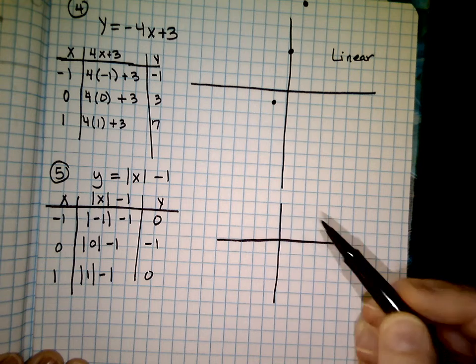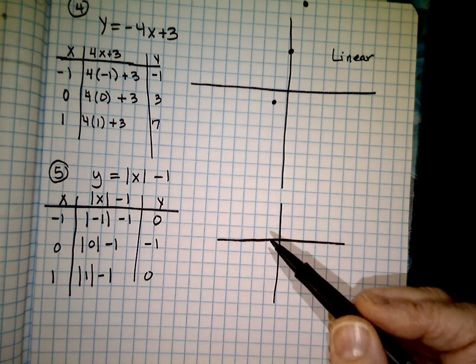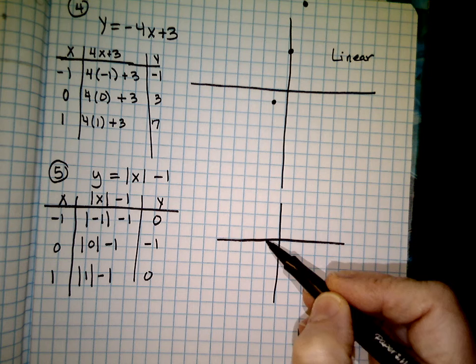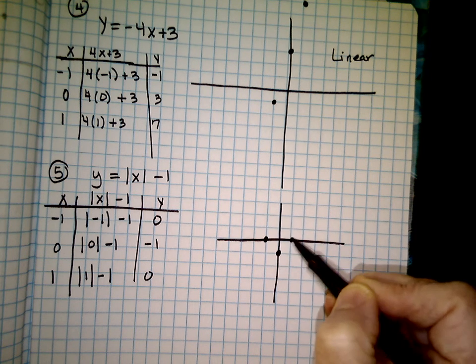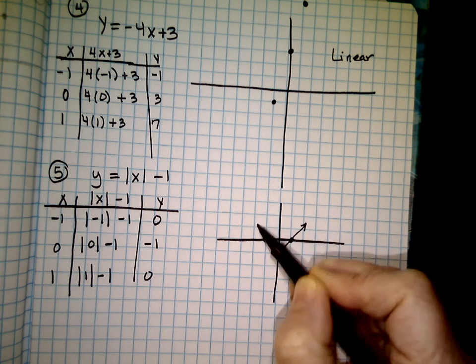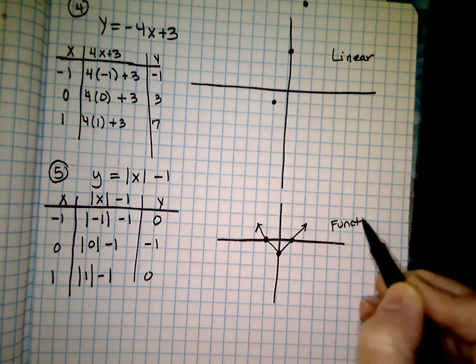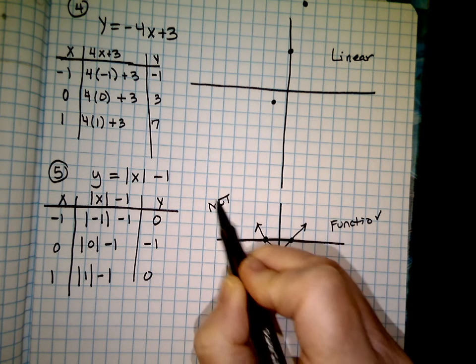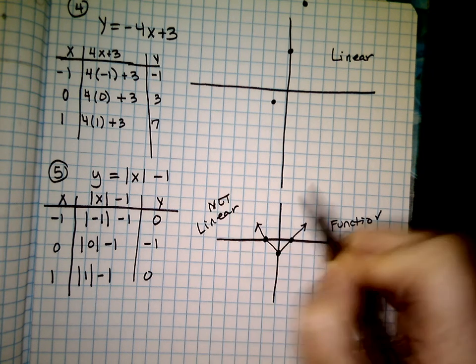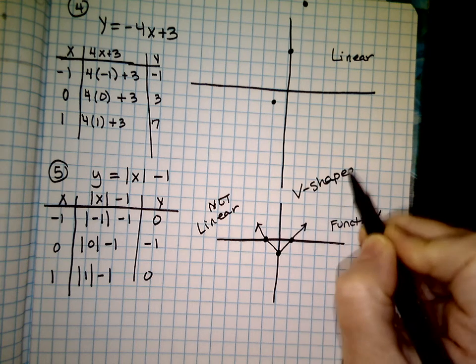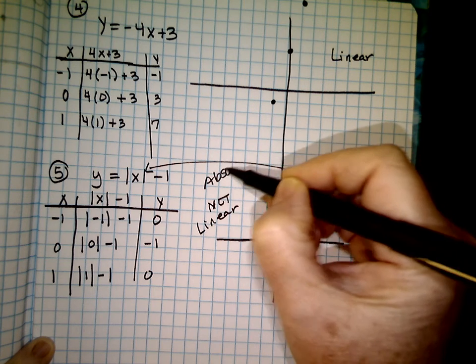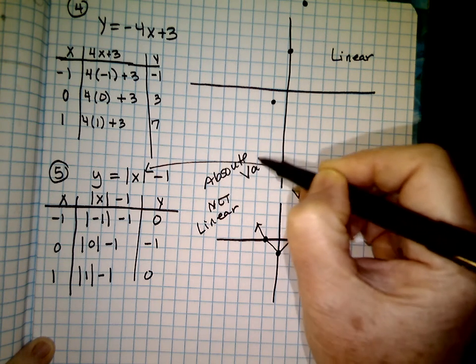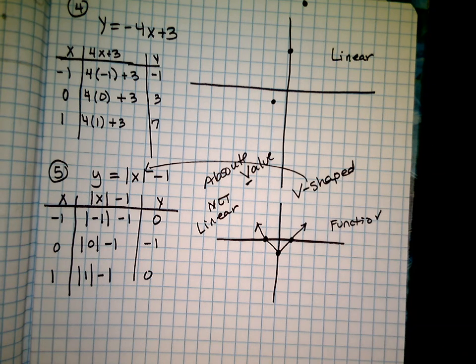Well, hang on, one at a time. Let's graph it, and then you ask your question. Negative 1, 0. 0, negative 1. 1, 0. It is a function, but it is not linear. It is V. It's V-shaped. It does have 2 U's in it, but that's the rule.